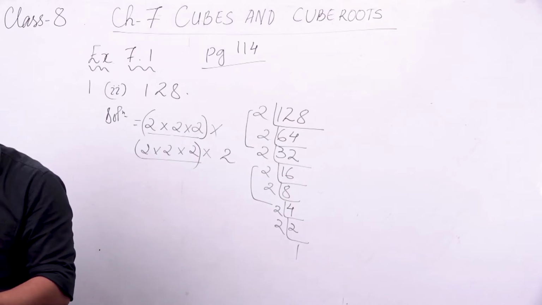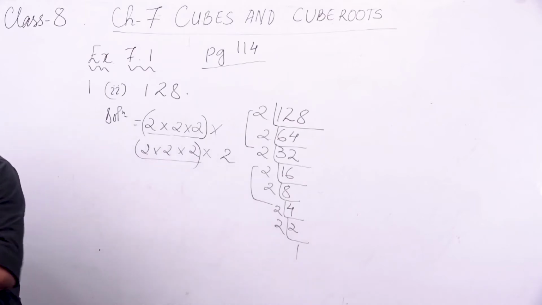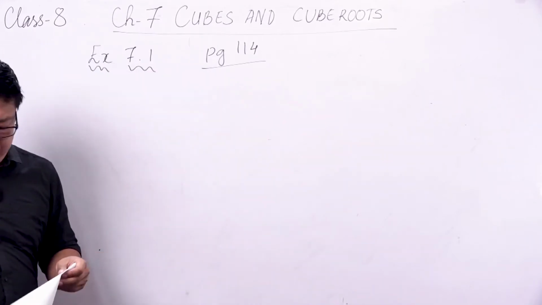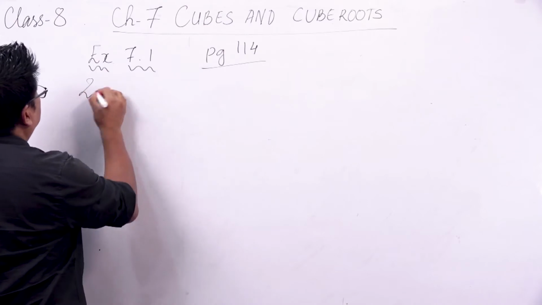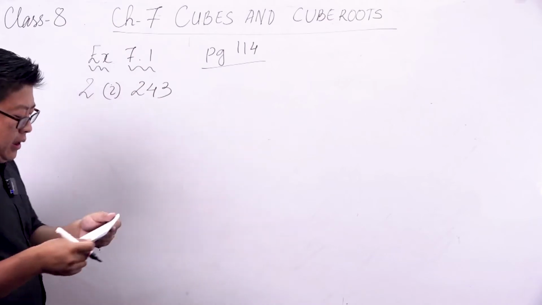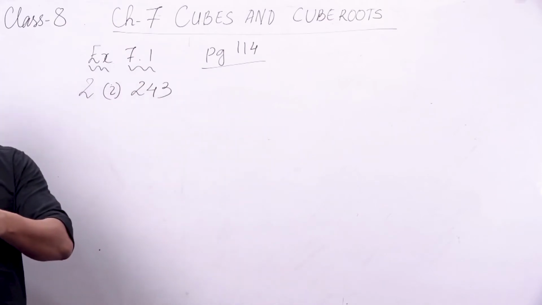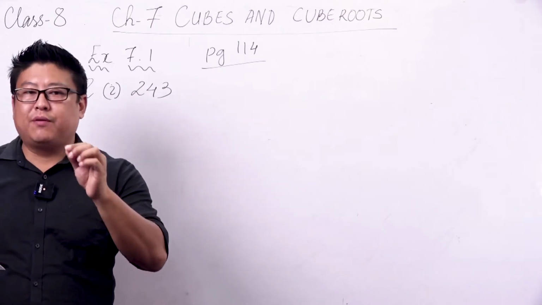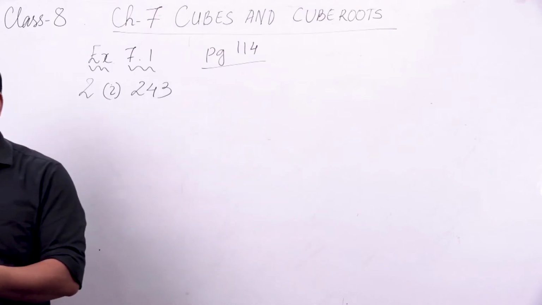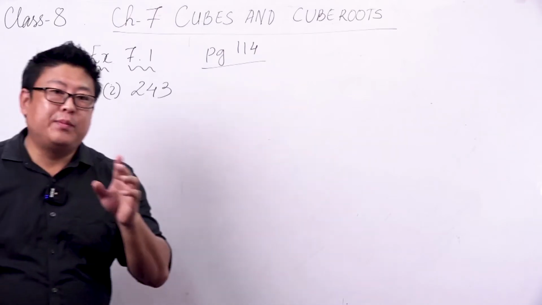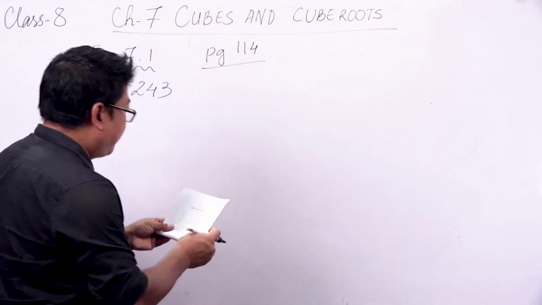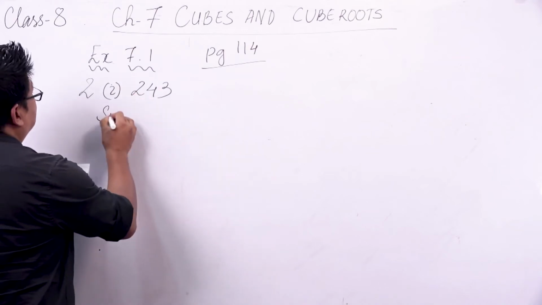We will move on to the next question. Question number 2.1. The number is 243. The question is, find the smallest number by which each of the following numbers must be multiplied to obtain a perfect cube. So we have already seen the two methods. One is multiply, one is divide. So I'm sure we are not confused. Let's try to solve this.